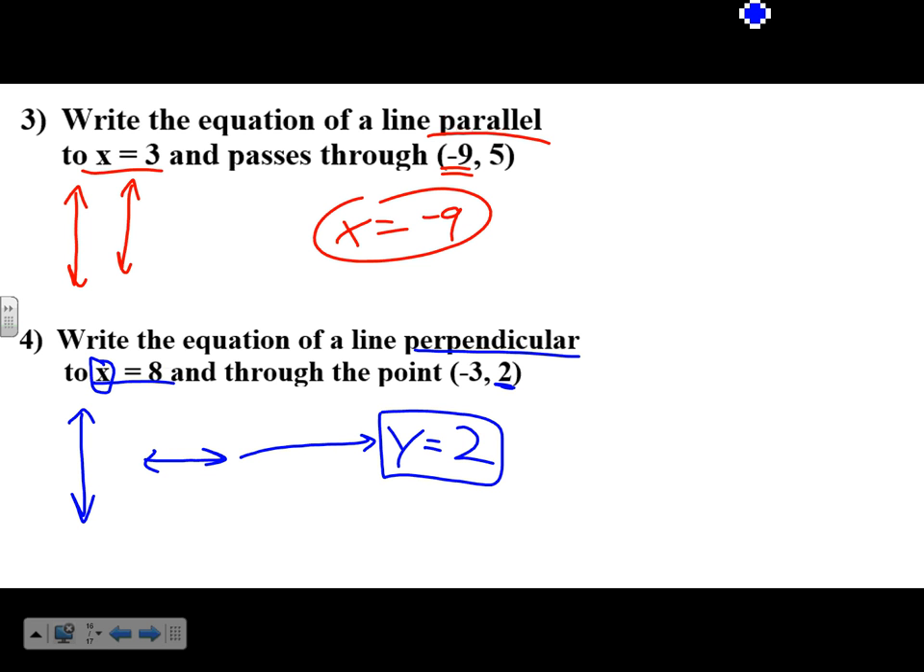And again, they don't say anything about these lines being vertical or horizontal, but the reason I know is because it's not in slope-intercept form. It's just x is equal to a number or y is equal to a number. There's no slope. There's nothing there. If it's x, it's vertical. If it's y, it's horizontal.